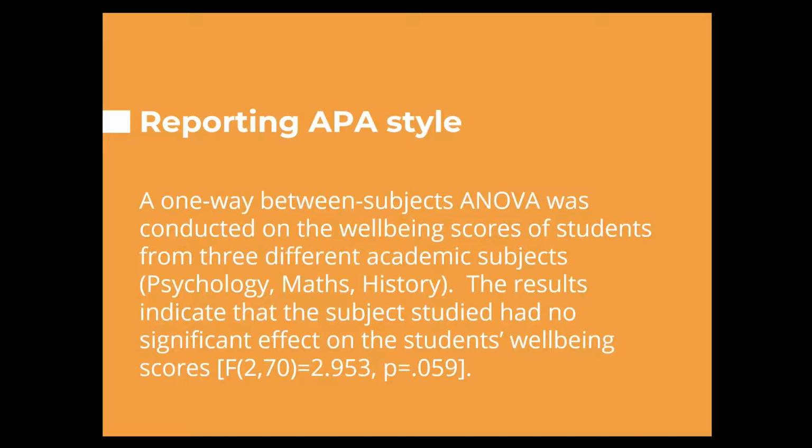So you'll see here, I've got the one way between subjects ANOVA, so I've told you which test I've conducted, was conducted on the wellbeing score of students from three different academic subjects, psychology, maths and history. So I've told you the variables there. The results indicate that the subject studied had no significant effect on student wellbeing scores. So that's the end outcome of our analysis. Then here I've got my test statistics.